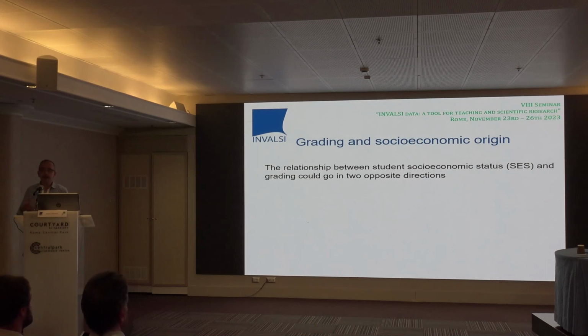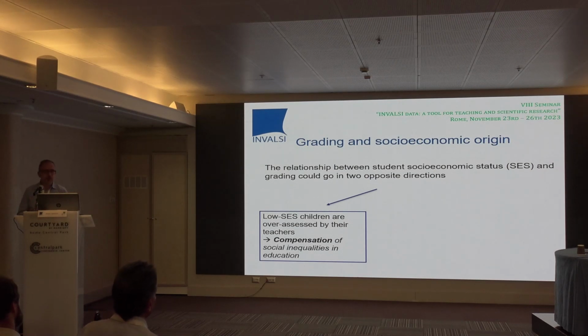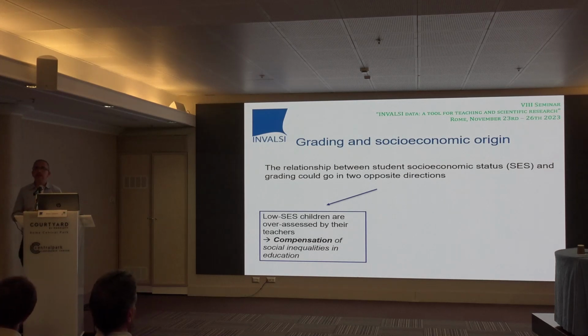If we talk about grading and socioeconomic origin, the relationship can go in different ways. In the first way, we might think that low SES children, students coming from a lower socioeconomic background, could be over-assessed by their teachers compared to their demonstrated ability. In this case, teachers would tend to compensate for social inequalities in learning and achievement. It might be taken into consideration that the students come from a disadvantaged background, and teachers want to make a premium on their evaluation.